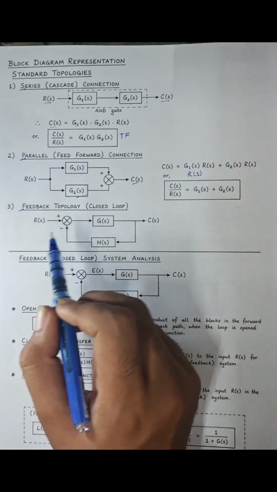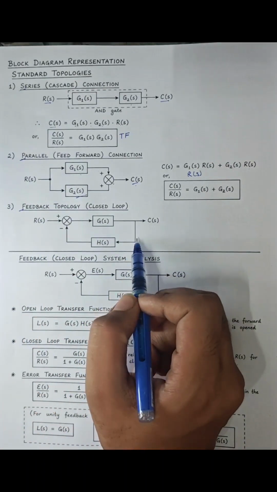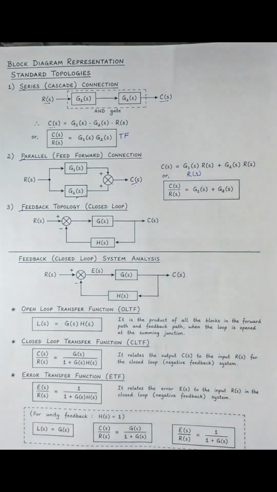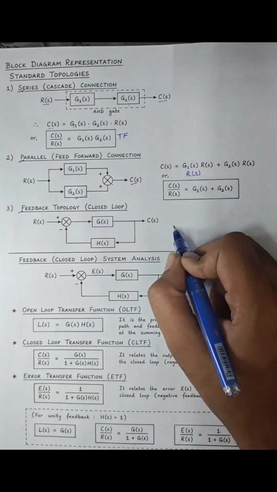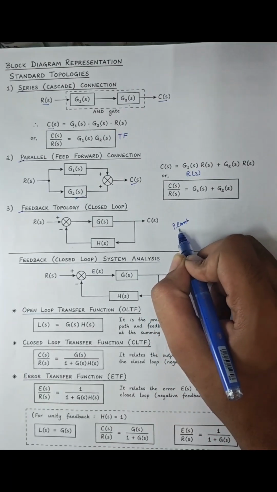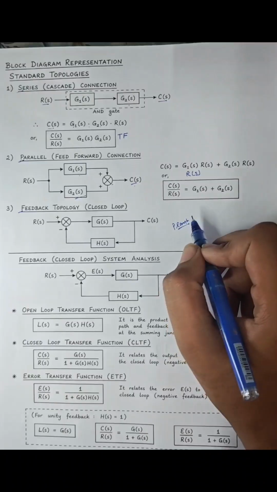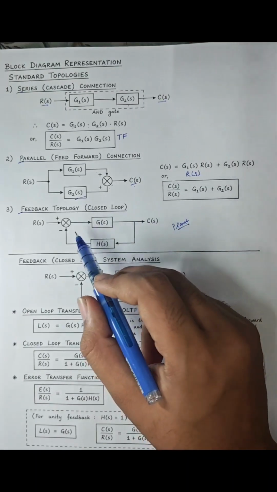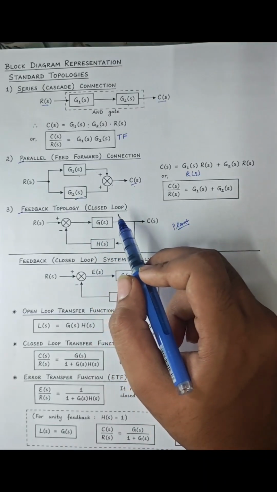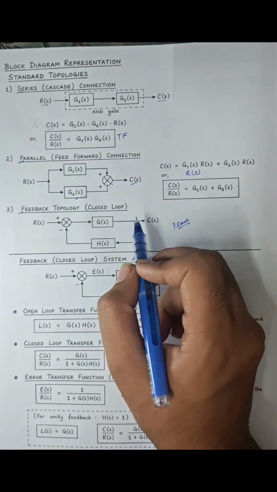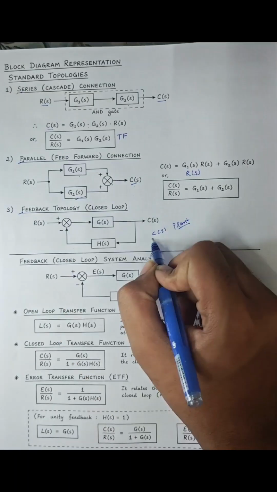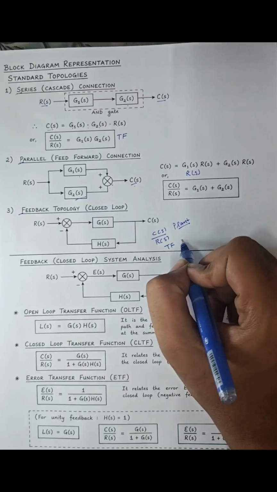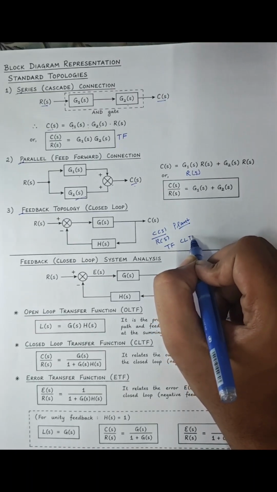Feedback topology: feedback from the output is taken to the input. What does this feedback do? This feedback removes the disturbances from the plant and makes the system stable. So we have two types of feedback, which we discussed in the previous lectures. Now when we calculate C(s) by R(s), this will give us the transfer function, and this transfer function is known as the closed loop transfer function.